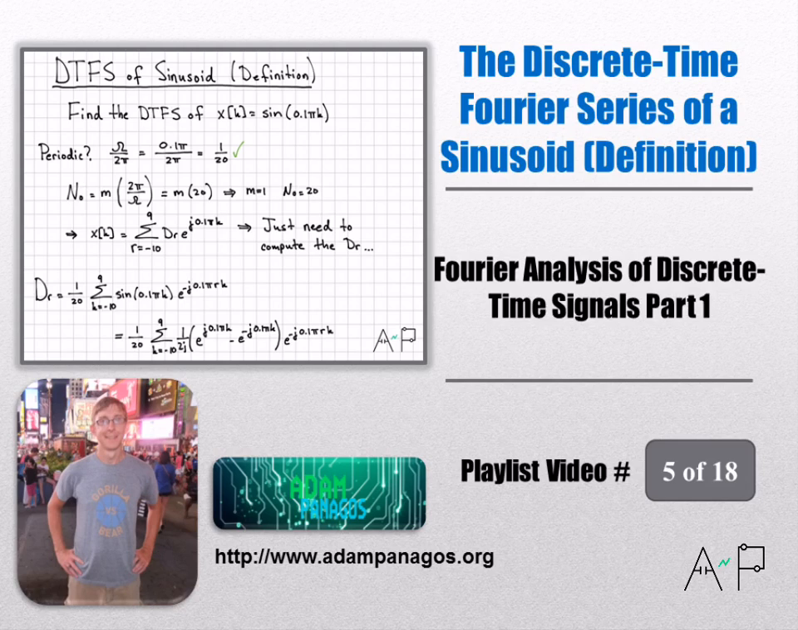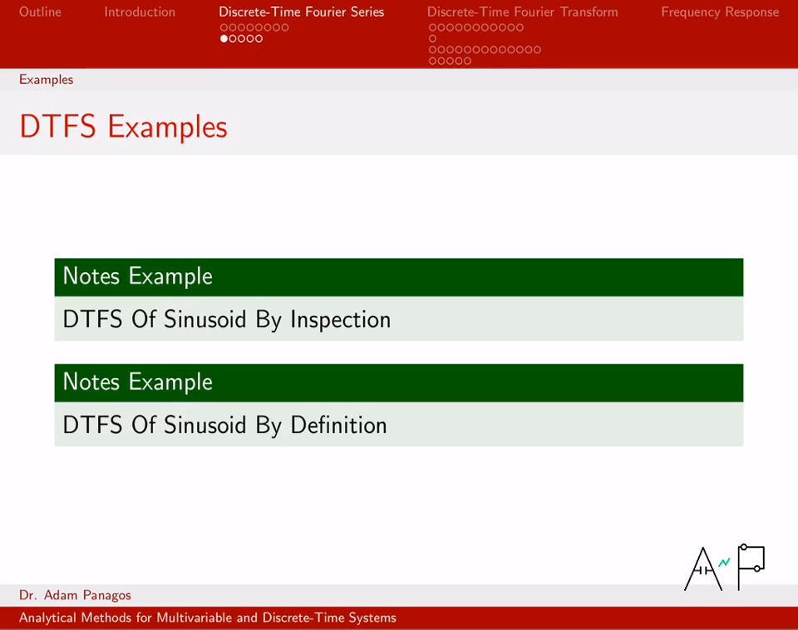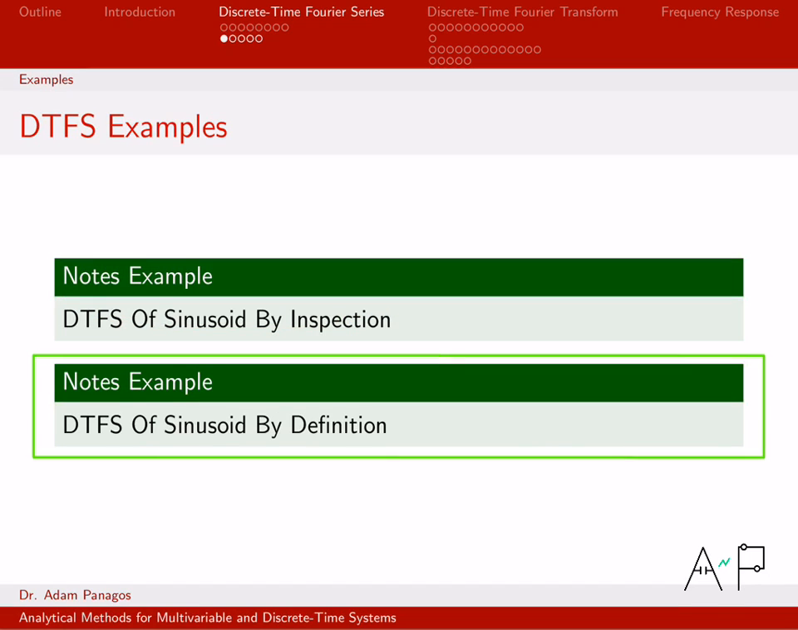All right, so let's go ahead and work another DTFS example. This one is still going to look at a sinusoid, but instead of doing the inspection method like we did in the previous video, we're going to work it using the definition of the DTFS coefficients that we derived and plug directly into that equation to evaluate and solve for the a_r's that we need.